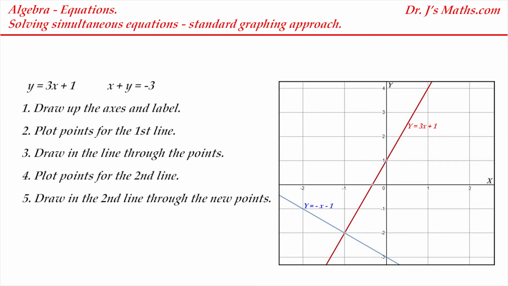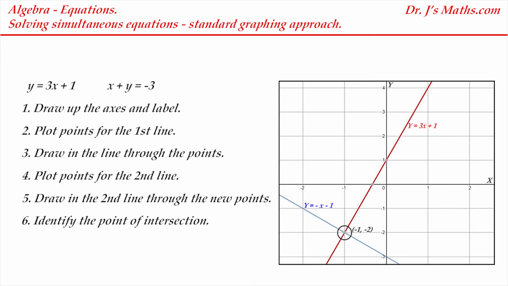Because we don't know what the variables mean here, really the only thing we can do is to identify the point of intersection. So we go to the point of intersection and we find that the x value is minus 1 and the y value is minus 2, so that's our point of intersection which we would write down.